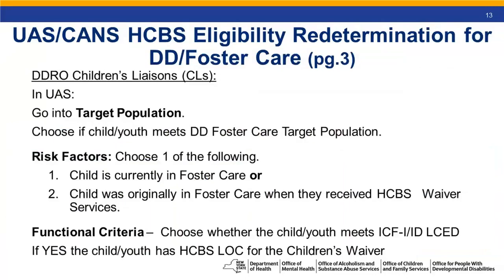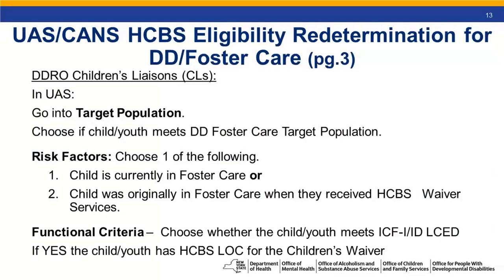All right, now what I just mentioned in the previous slide, this is what the DDRO Children's Liaison has to do in order to perform the redetermination for DD foster care children. In the UAS, they go into the target population, choose if the child or youth meets DD foster care target population. Risk factors, choose one of the following.